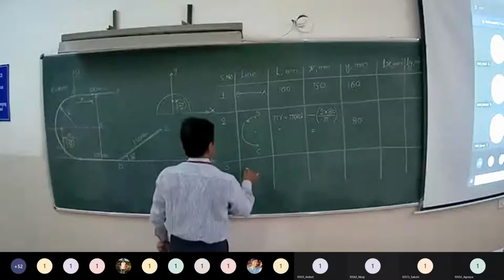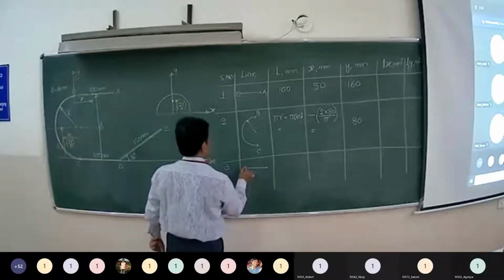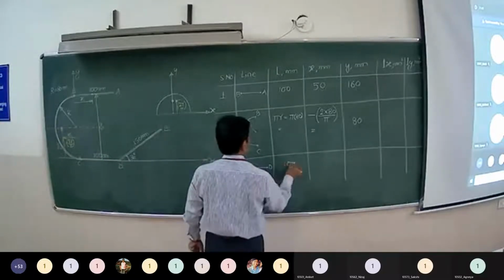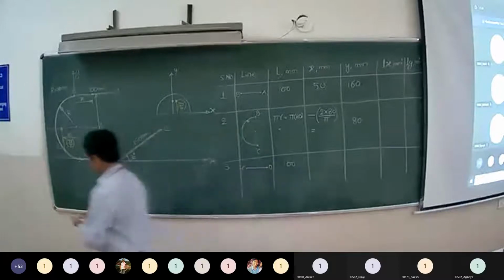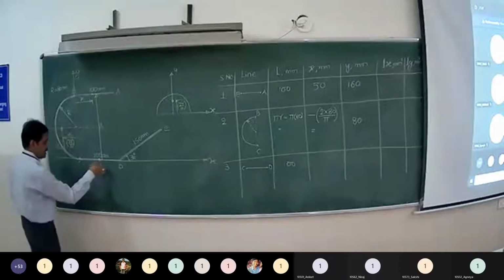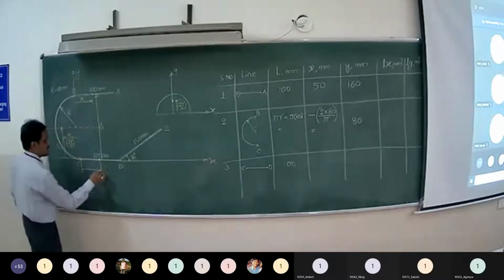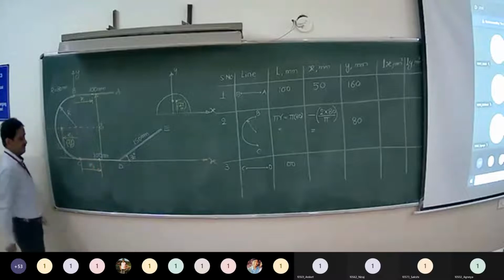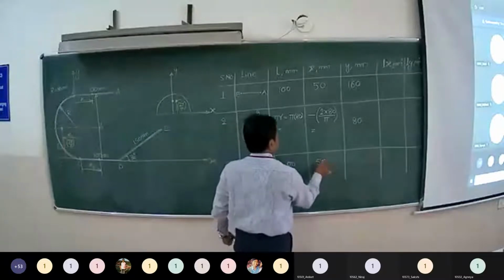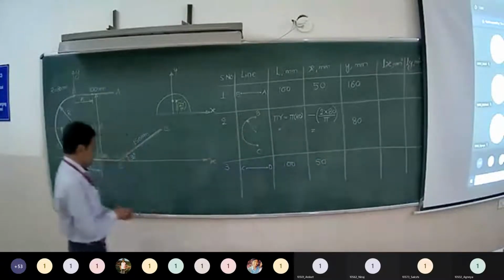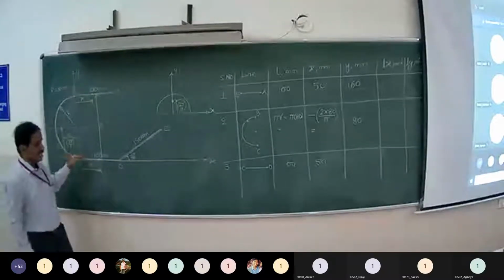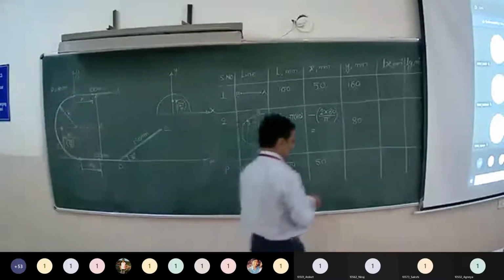Next, line CD. Straight line CD. We know the length as 100 millimeters. The midpoint of line CD is the centroid. Its distance from y-axis is x3. So it is plus 50. And y is distance of centroid from x-axis. It is 0, being it is located on x-axis.